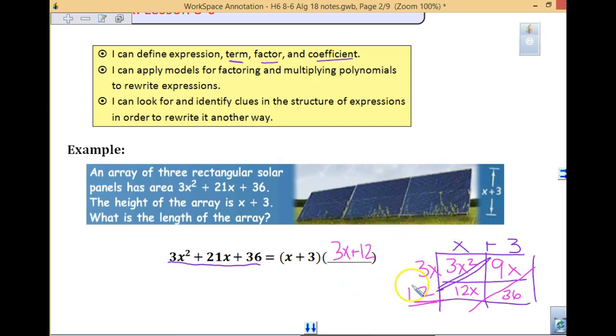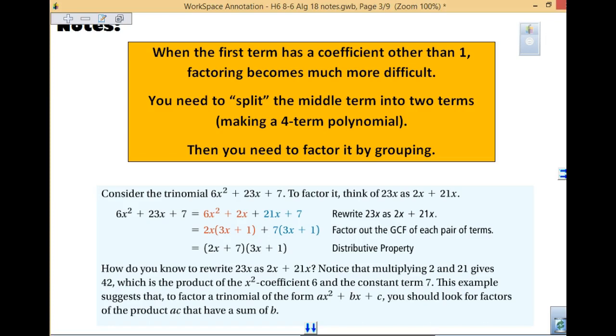Sometimes this works for some people to always draw that box, but a lot of times I'm not going to give you one of them. You're not going to have one of them. You're just going to have this problem. So, as we are looking, it says the first term up to this point has had a coefficient of 1. So now our first term is going to have a coefficient other than 1. That last one had 3, right? 3x squared. So factoring becomes more difficult.